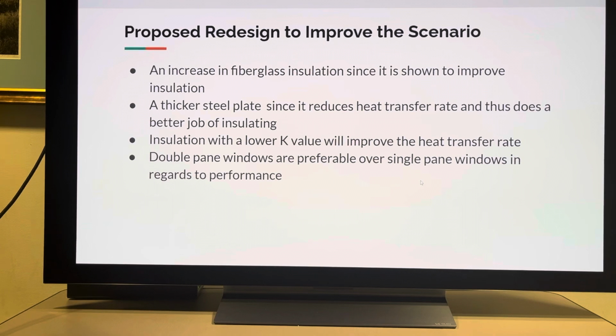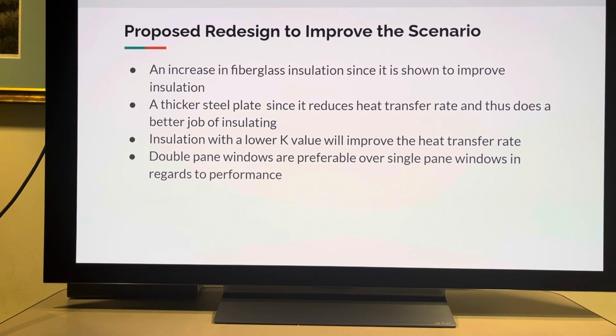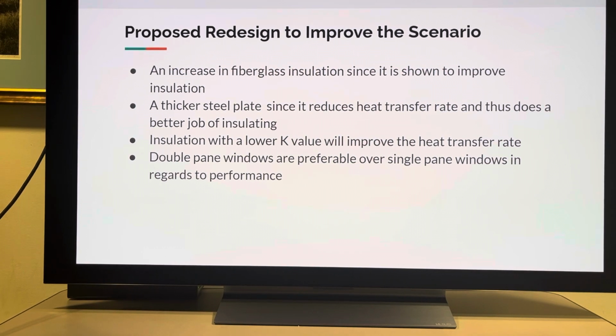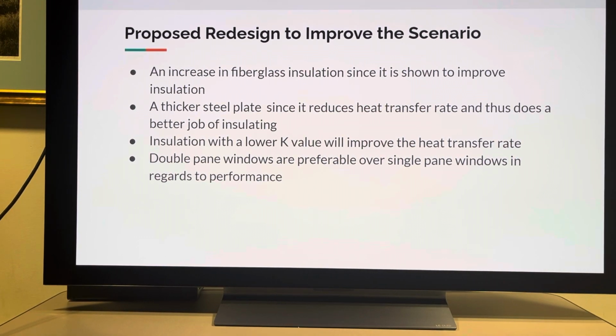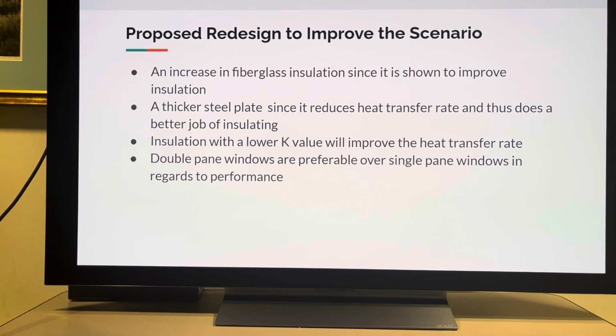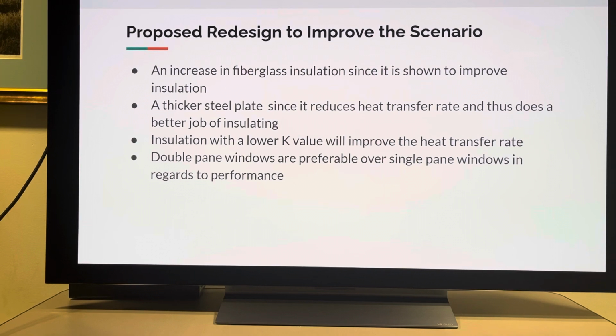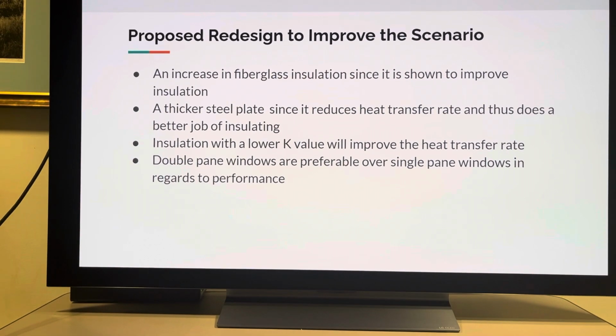An increase in fiberglass insulation, since it is shown to improve insulation. A thicker steel plate, since it reduces heat transfer rate and thus does a better job of insulating. Insulation with a lower K value will improve the heat transfer rate. Double pane windows are preferable over single pane windows in regards to performance.